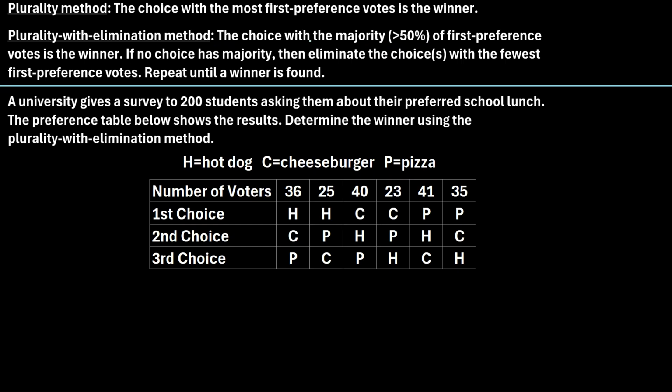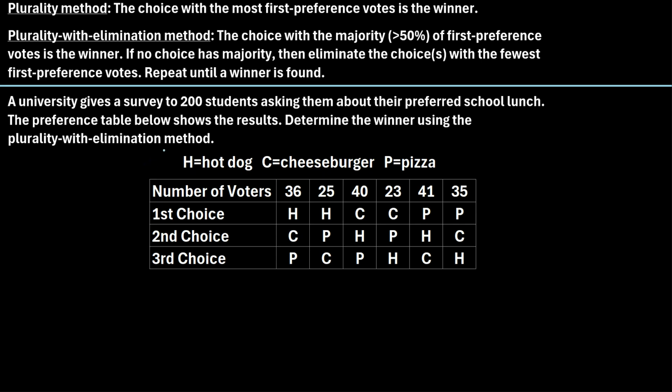the winner. So if you have an election and if no choice has the majority, then you must eliminate the choice or choices with the fewest first preference votes, and then you repeat this process until a winner is found. So let's check out an example of how to actually use this method.